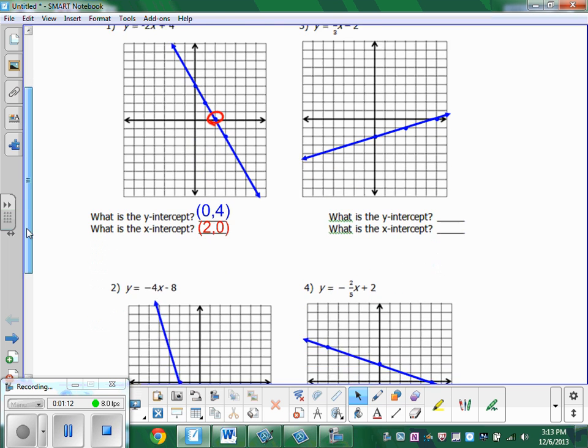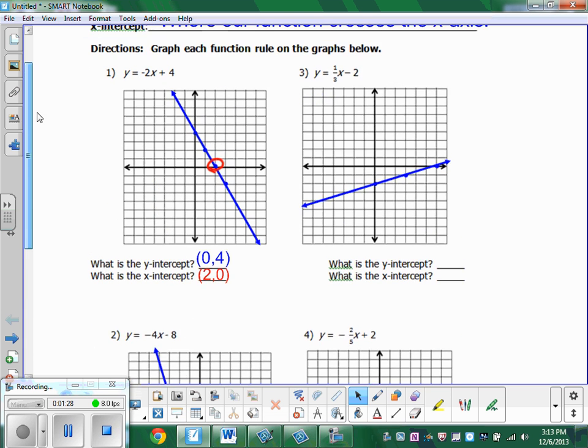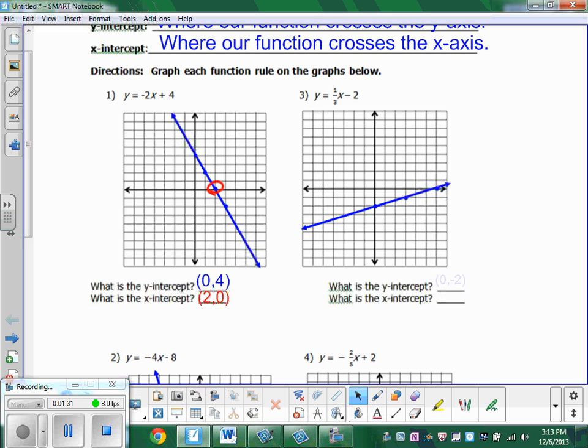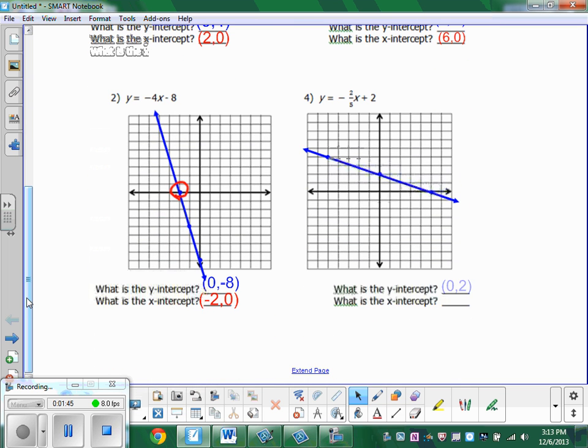If we look at our second graph, we can see once again that our y-intercept is (0, -8). And we can see that our line will cross the x-axis at (-2, 0). In the third graph, the y-intercept is (0, -2), and it is going to cross the x-axis at the point (6, 0). And in our fourth graph, the y-intercept is (0, 2), and the line will cross the x-axis at (5, 0).